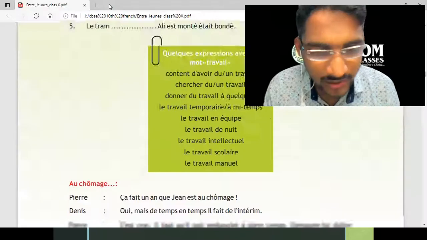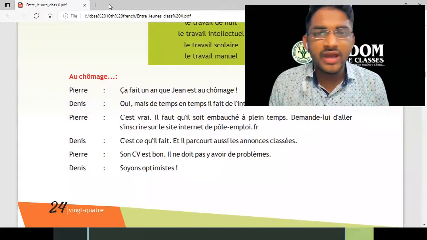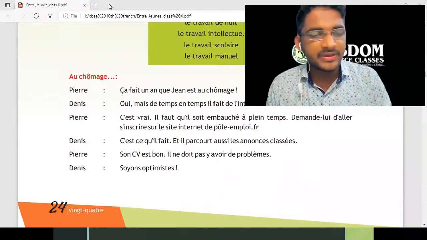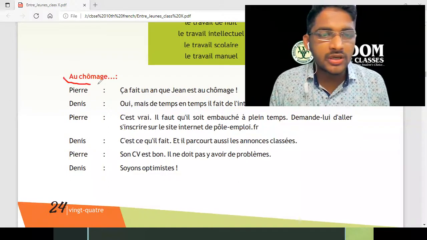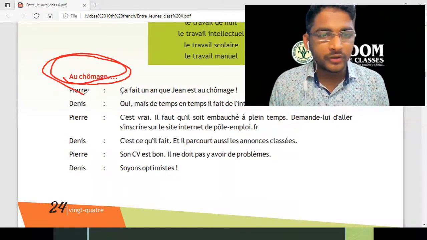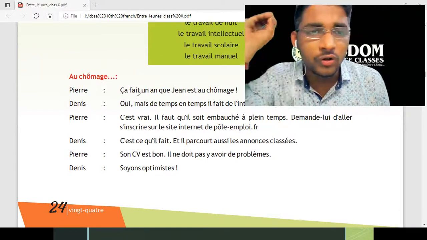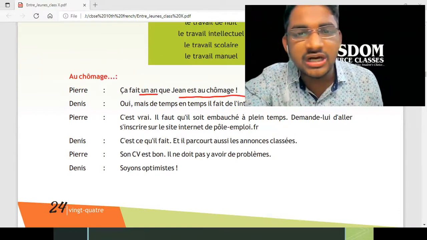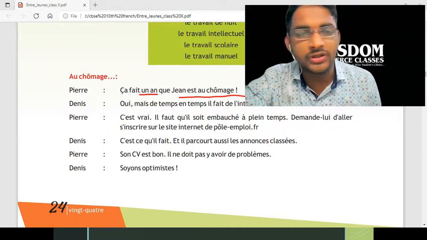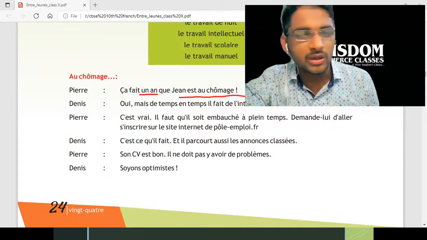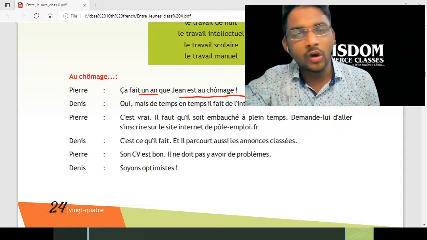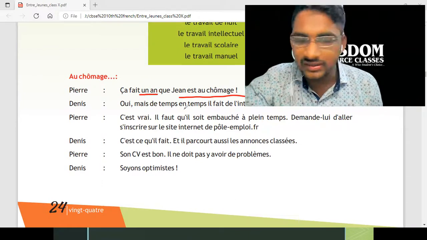Next. Let's move forward, everyone. Let's move forward. What do we have is, again, a conversation between Pierre and Dennis. Au chômage. Au chômage means unemployed. So Pierre says, ça fait un an. It's been a year that Jean is unemployed. So Pierre and Dennis are basically gossiping about Jean. They're talking about Jean.